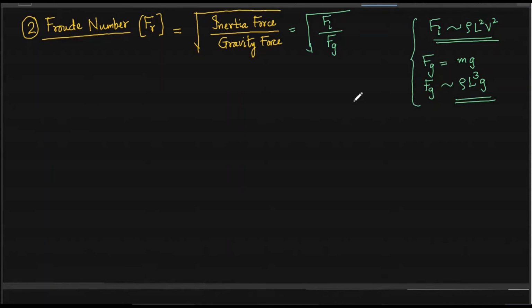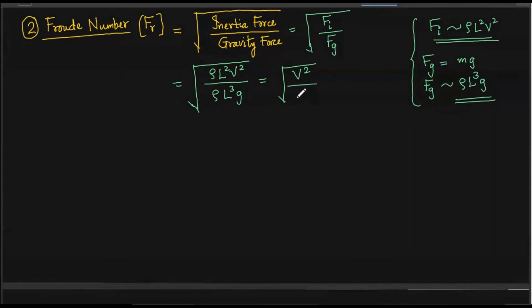So if you substitute, it's very simple. We are taking this ratio within the square root. So it is rho L square V square divided by Fg, which is rho L cube g. Rho and rho will be cancelled, and L square will be cancelled, with one length remaining in the denominator. So what you get is square root of V square divided by Lg. The square root of V square in the numerator is V itself, and in the denominator we have root of Lg. So this is the number.